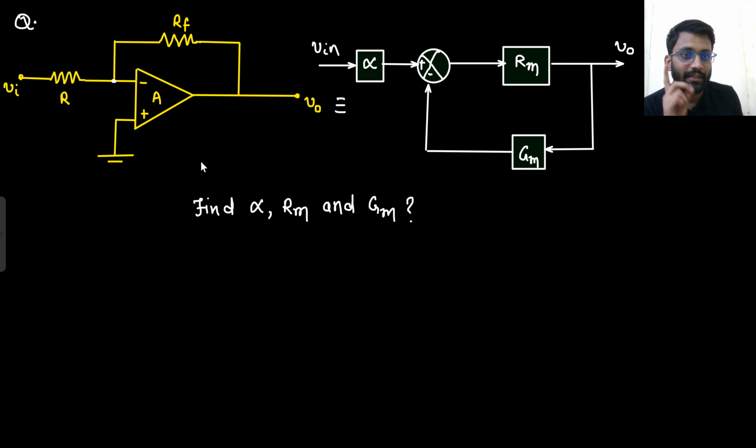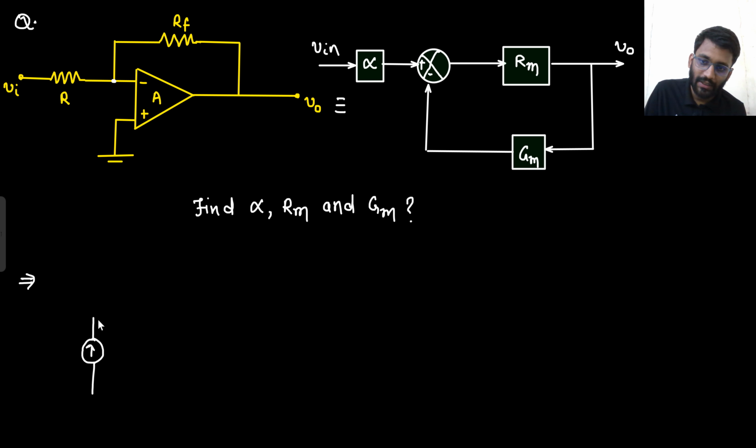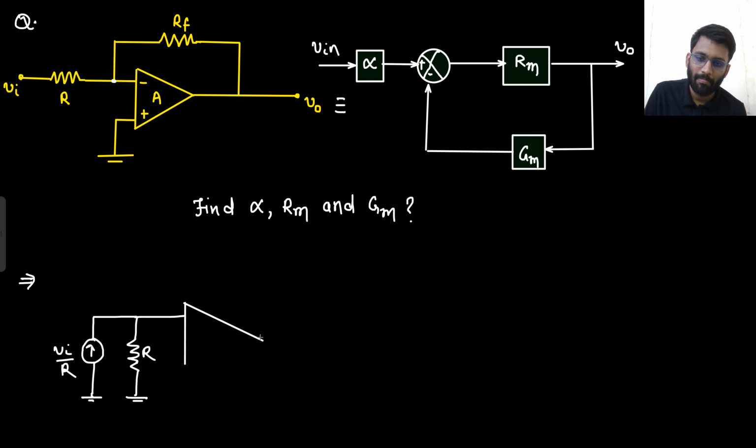You need to make it as a transresistance amplifier. What you will do? This V in, this is R. So what I can do is that I can replace this voltage source with a current source. Say yes or no. This was the voltage source. I replaced it with the current source. The current is V in by R and this resistance is R. That is directly connected to an op-amp. And your output is here, output is V naught.